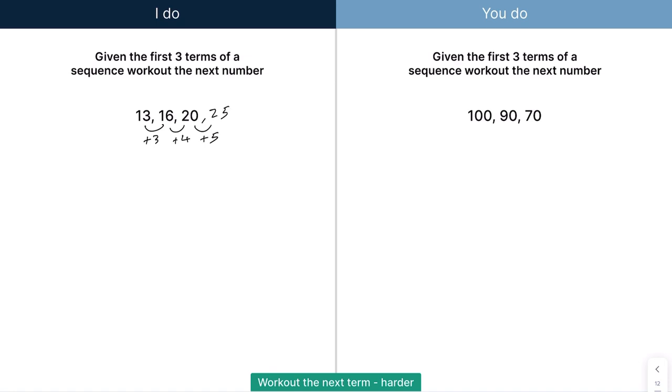Okay, so again, hopefully you've pressed pause and had a go at this one. From here to here, we are subtracting 20. From here to here, we are subtracting 10. From here to here, we are subtracting 20. So we can then say, from here to here, we're going to subtract 30, which gives us 40 here.